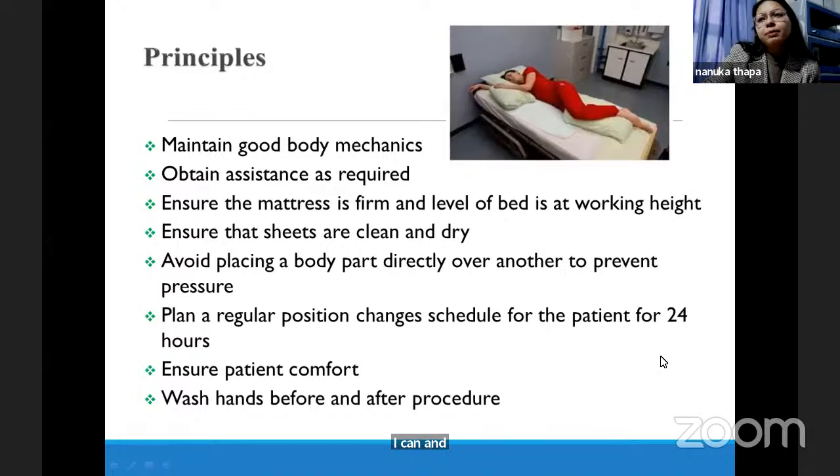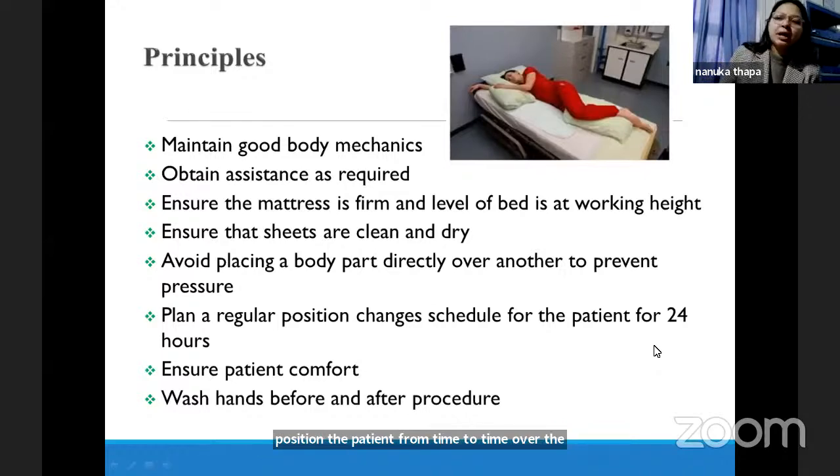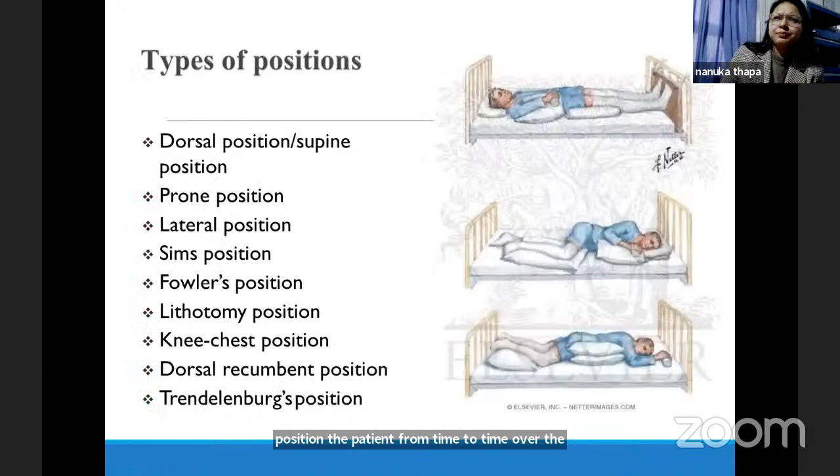Avoid placing a body part directly over another to prevent pressure. And also to have a plan to regularly position the patient from time to time over the 24 hours. Ensure that the patient is comfortable, and you should always wash your hands before and after the procedure.